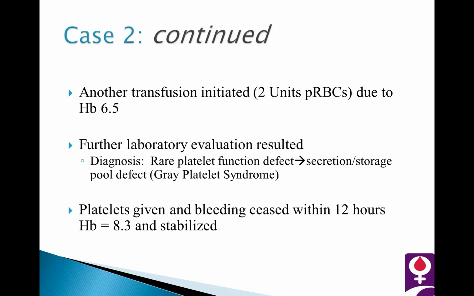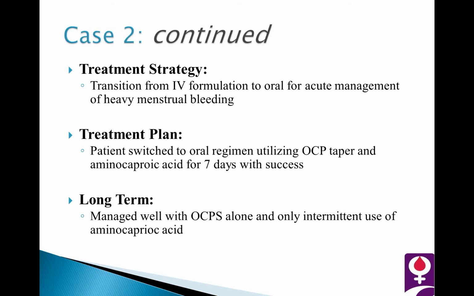So once again, she received 2 additional units, and further laboratory evaluation resulted, revealing a rare platelet function defect, gray platelet syndrome. So ultimately, platelets were given and bleeding ceased within 12 hours, and she finally began to have an appropriate rise in her hemoglobin. She stabilized at that point. And so really, treatment strategy for her involved transitioning her from IV formulations to an oral formulation for acute and transition management of her heavy menstrual bleeding episode.